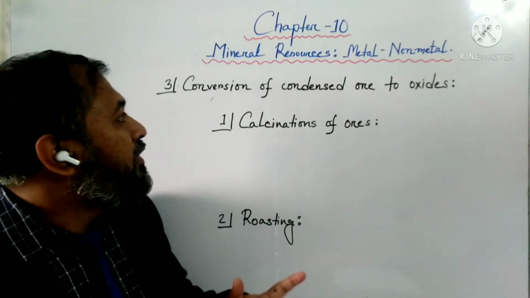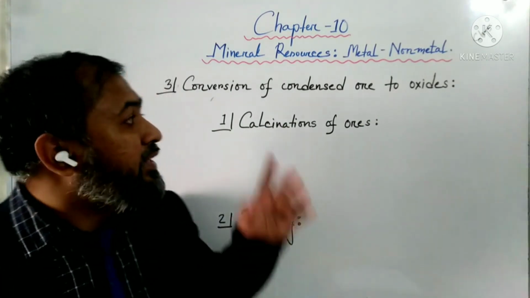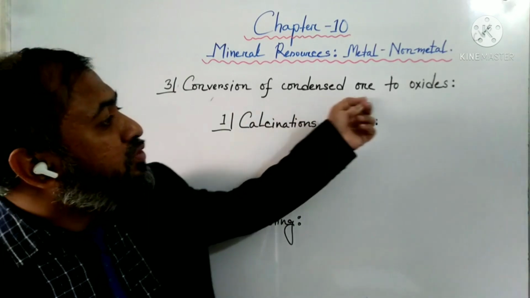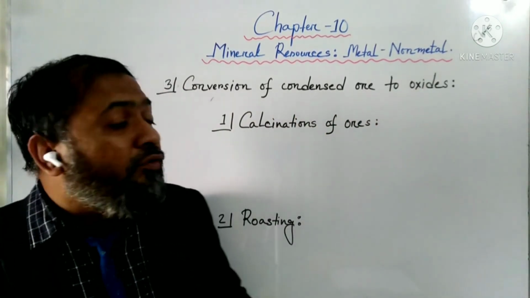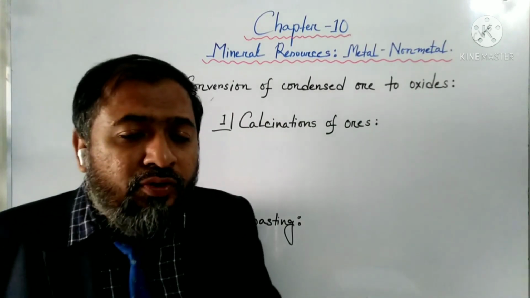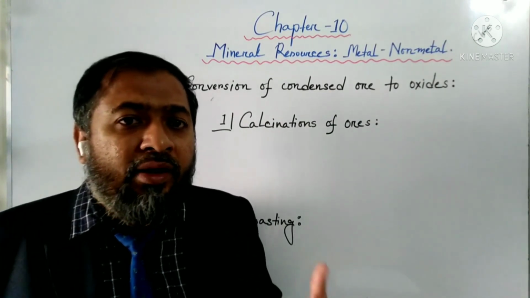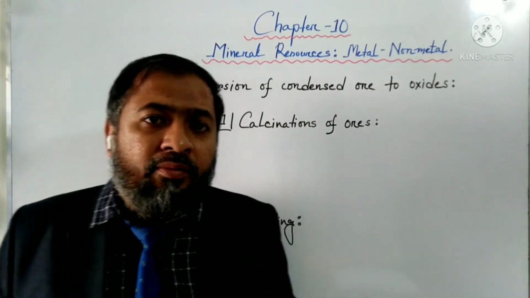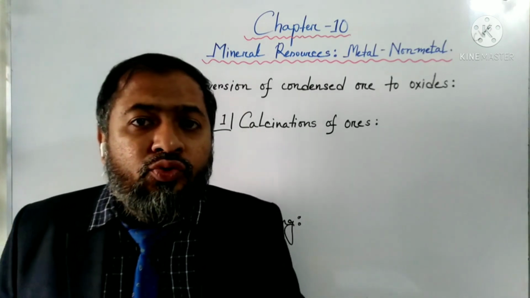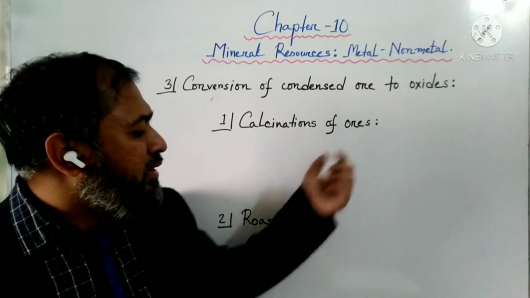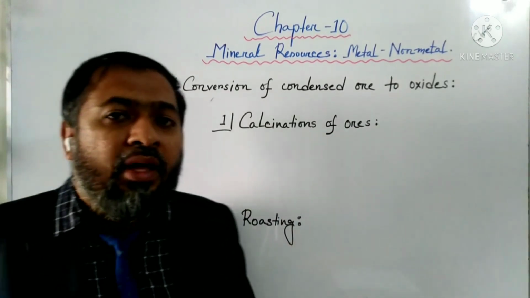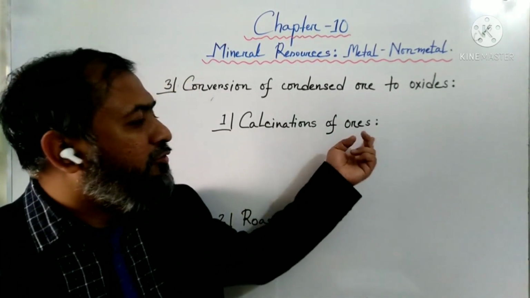The third step of metal extraction is conversion of condensed ore to oxides. Now, conversion of ores into metal oxide can be done in two ways. Number one, calcination of ores. Number two, roasting. Now, what is calcination of ore?